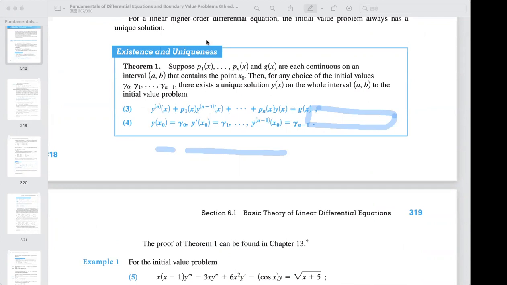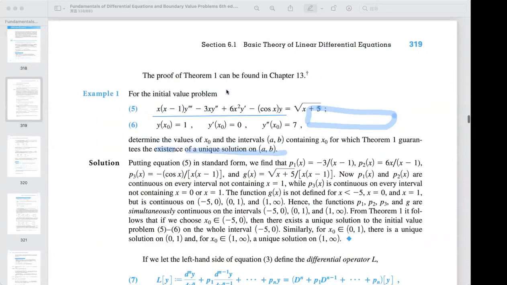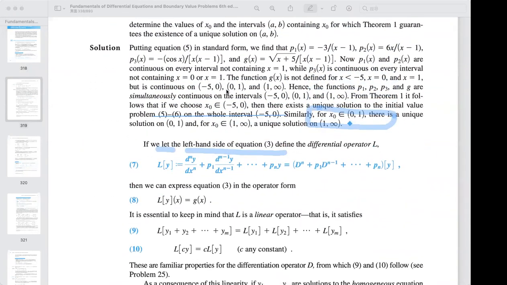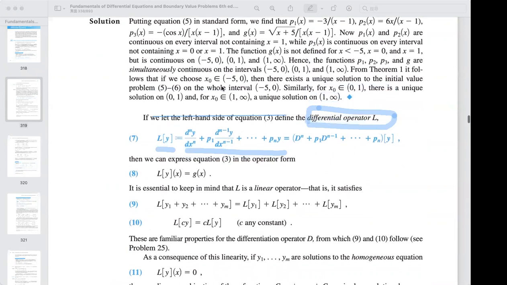It will form the left-hand side. Let me activate the pen. It will form the left-hand side of our ODE here. Okay, so that is the definition of a differential operator.